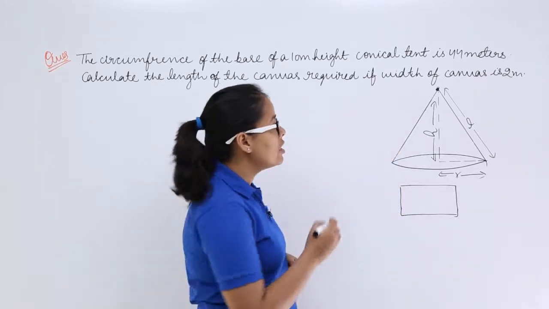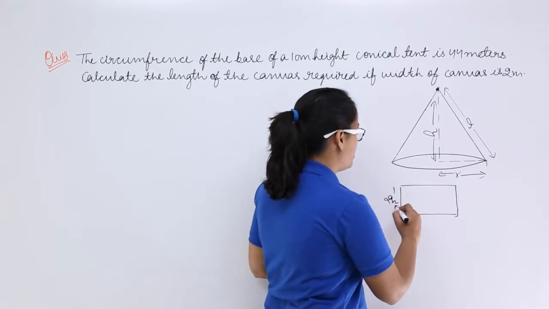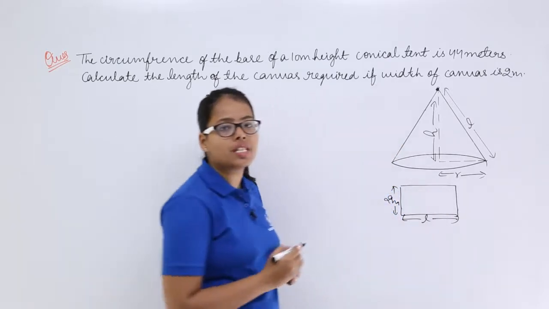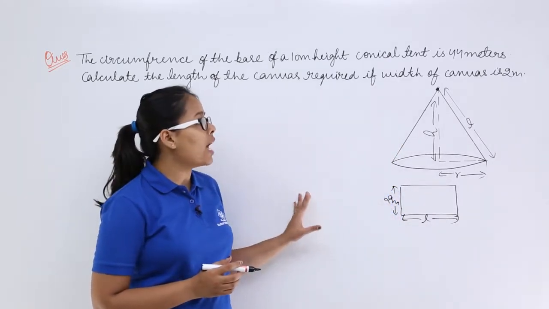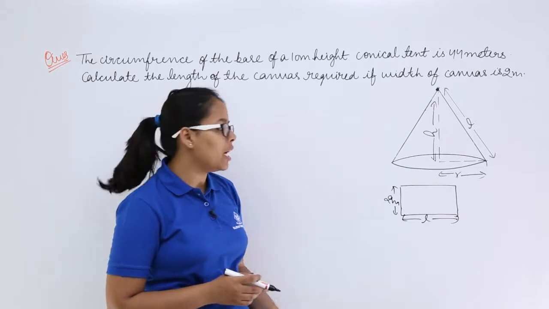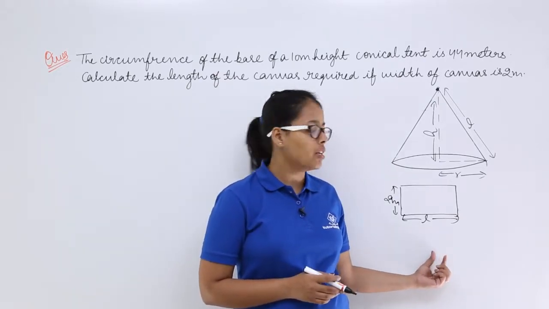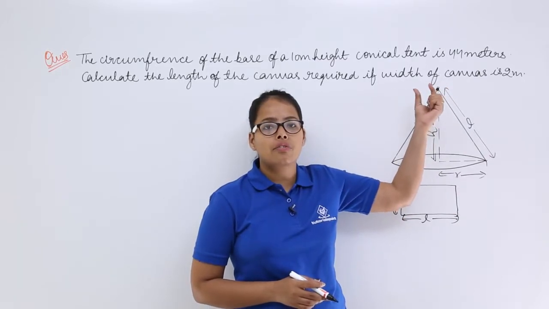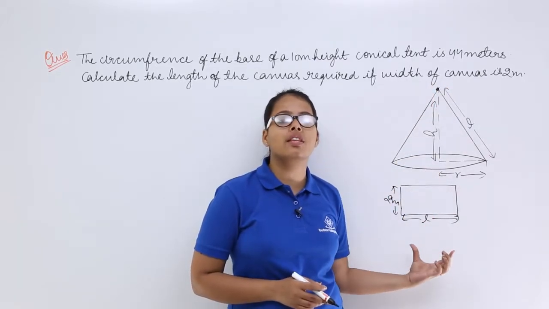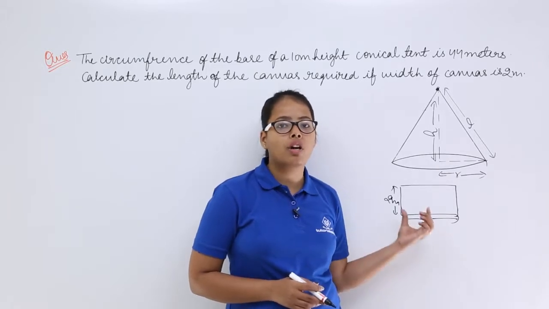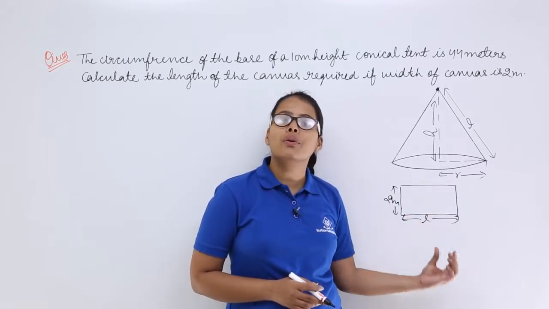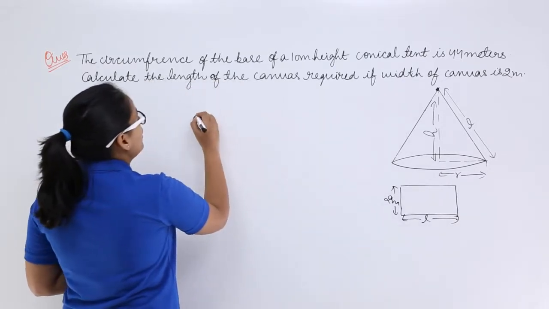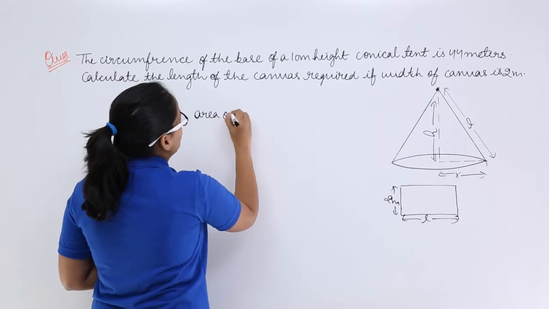The width of canvas is 2 meter. This is 2 meter, and you need to calculate this, which is the length of this canvas. And you know that this conical tent is being made with the help of canvas. So here you'll calculate the curved surface area of the tent and then equate this with the area of this rectangle, or the area of this canvas, so that you can easily calculate the length of this canvas. So here let's calculate the area of canvas.